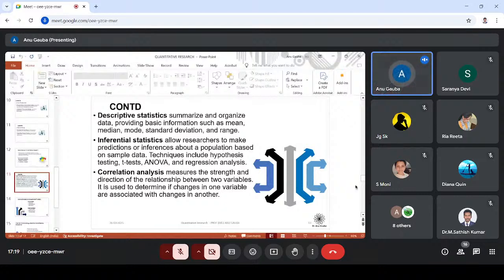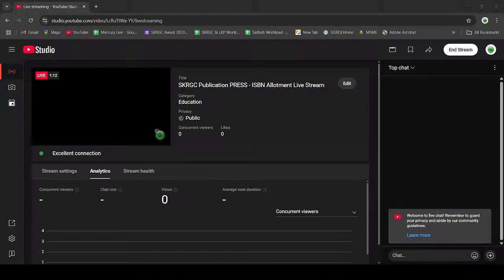Now, the third one is correlation analysis. Correlation analysis is what? Correlation analysis basically helps you to measure the strength and direction of relationship between the two variables, right? So it is used to determine if changes in one variable are associated with changes in another.